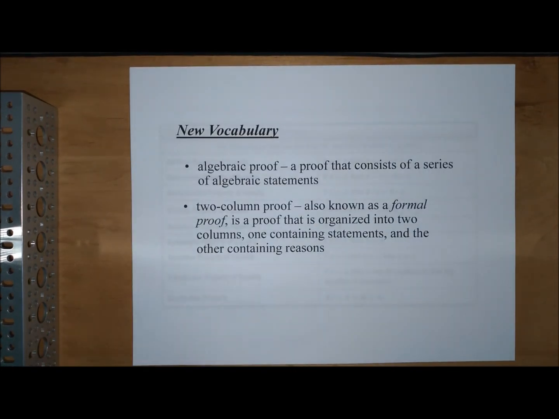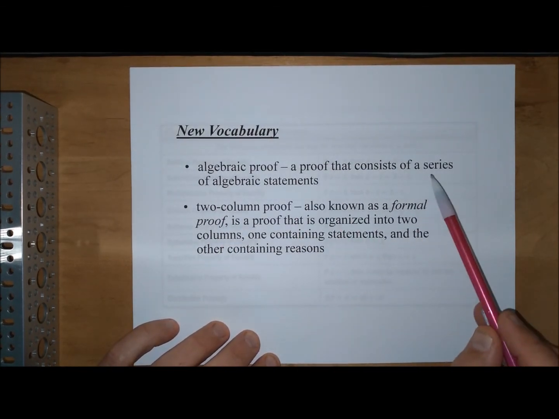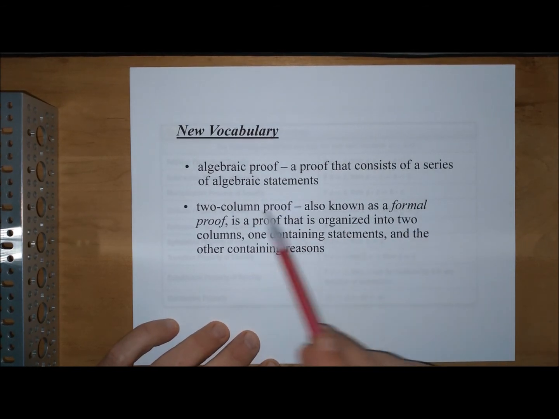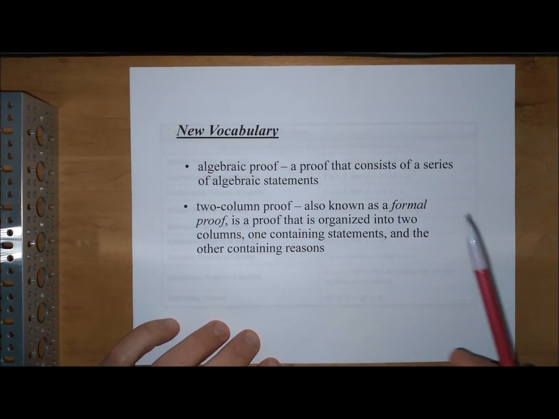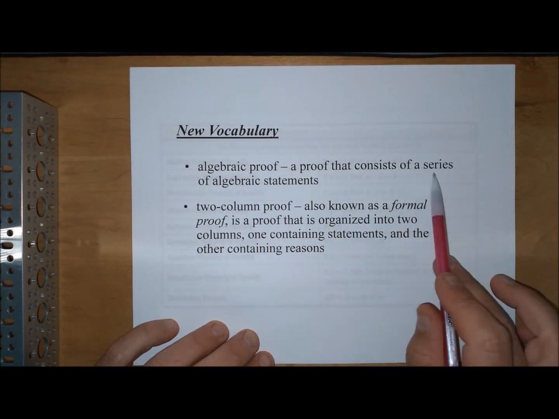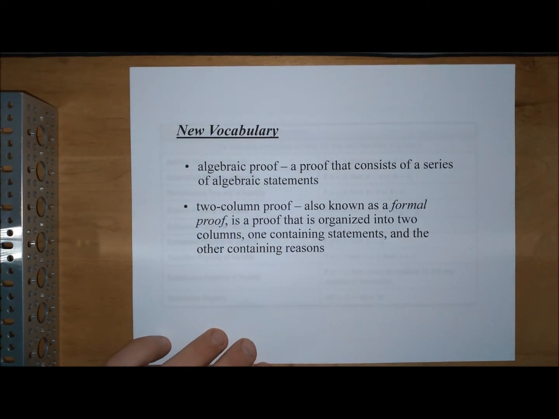Before we get into the lesson, let's look at our new vocabulary. An algebraic proof is a proof that consists of a series of algebraic statements. Okay, so what are algebraic statements? Well, essentially equations, right? And we're going to do some algebraic proofs using properties of equality that we already know, that we learned in Algebra 1.